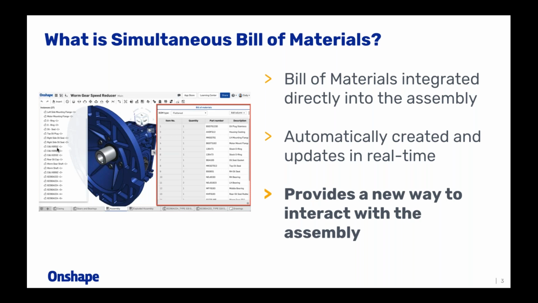Say that I wanted to hide all instances of a certain part. It's very easy for me to select a row in the bill of materials, right-click, and hide it from the graphics. And so it's a very easy way to interact with your model.